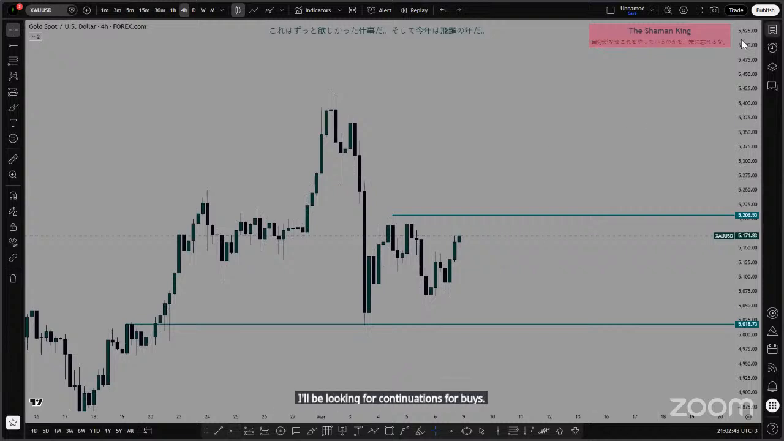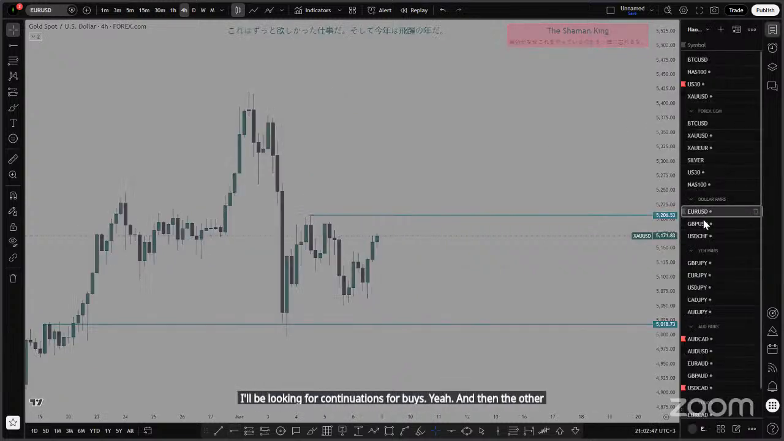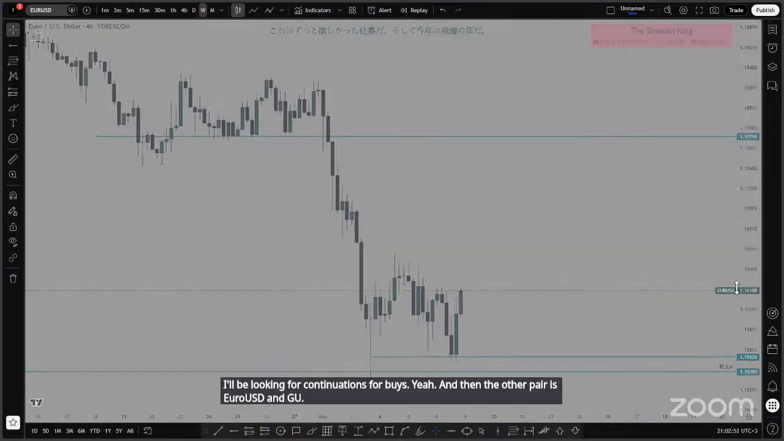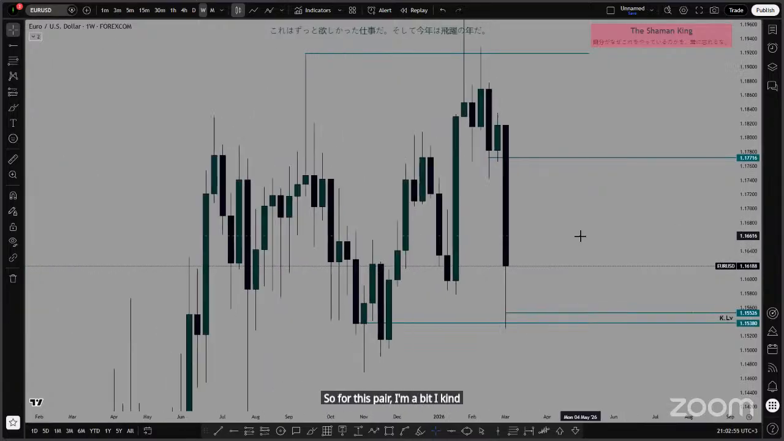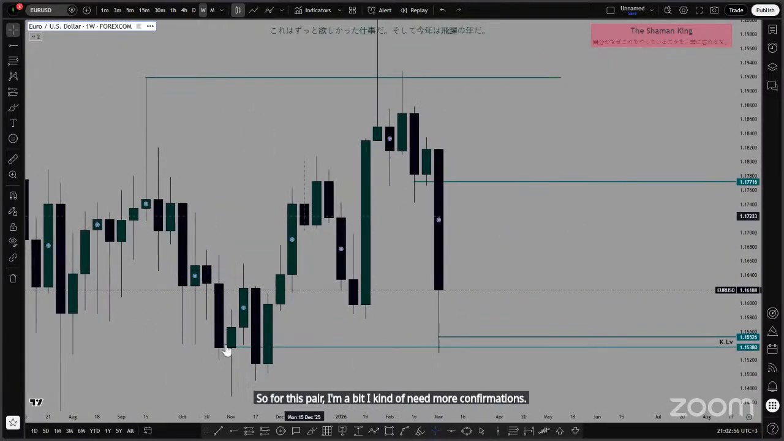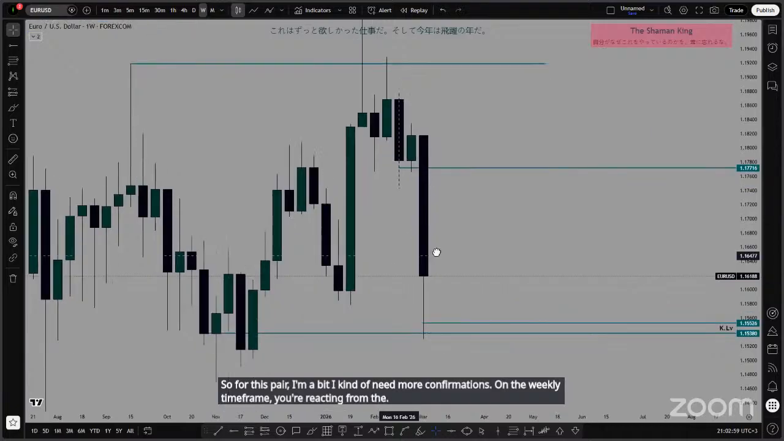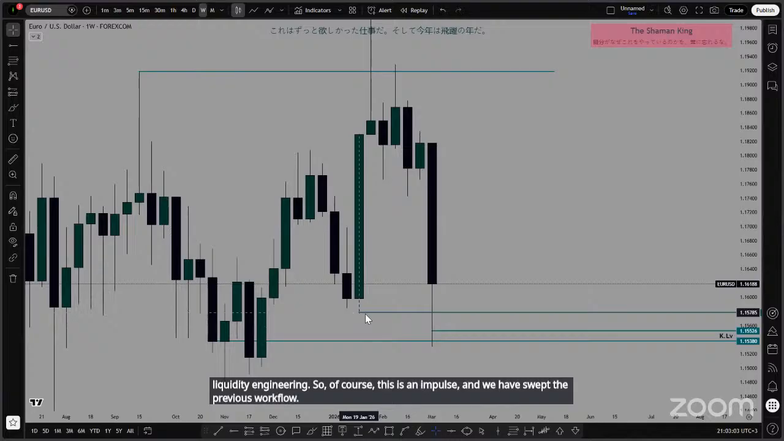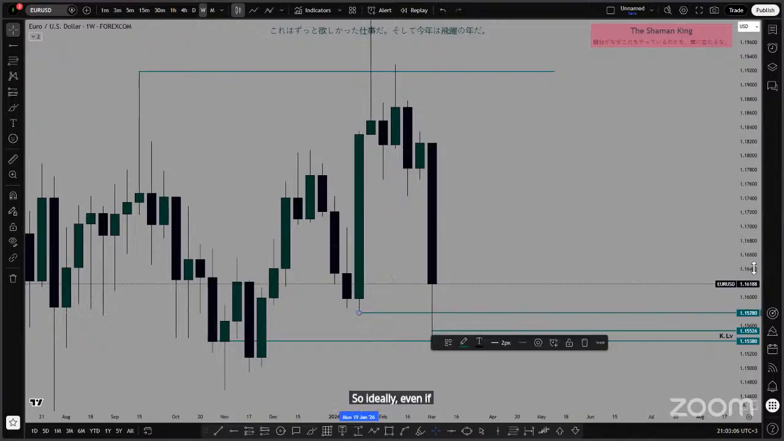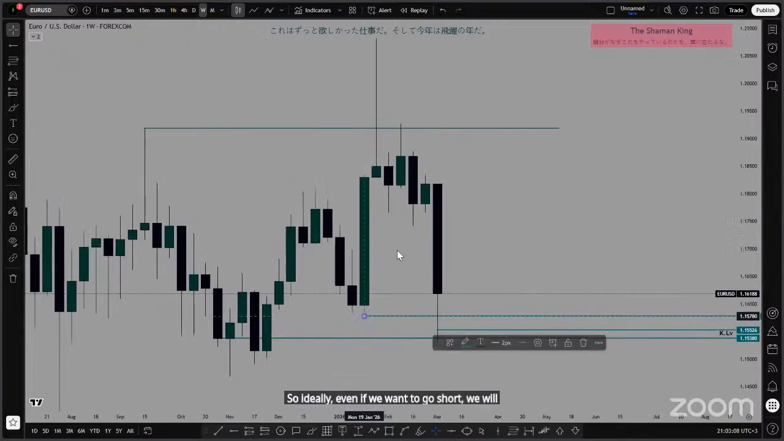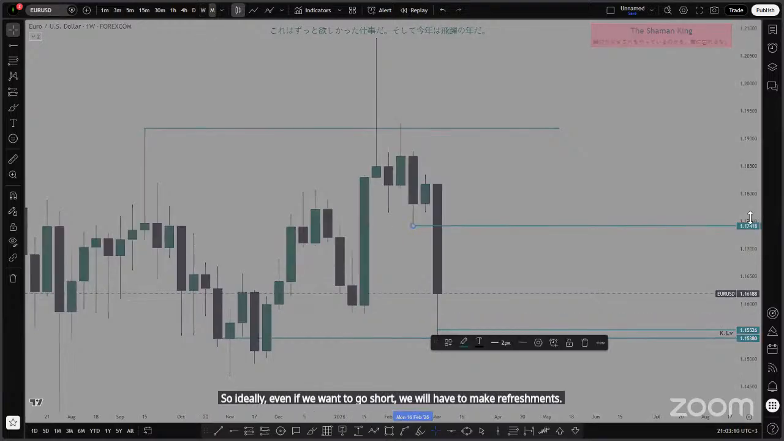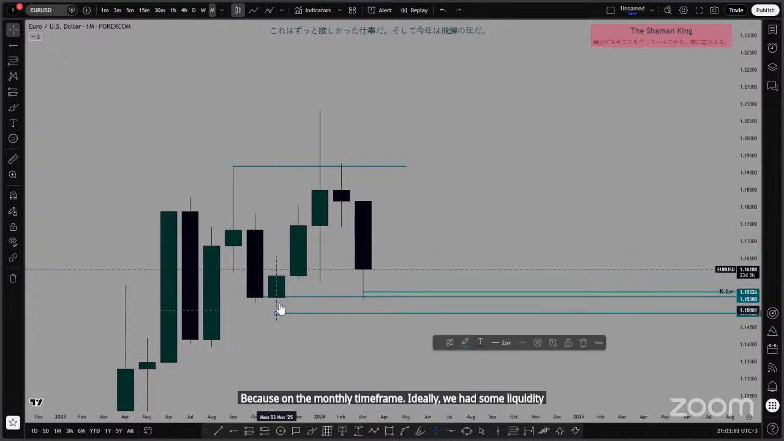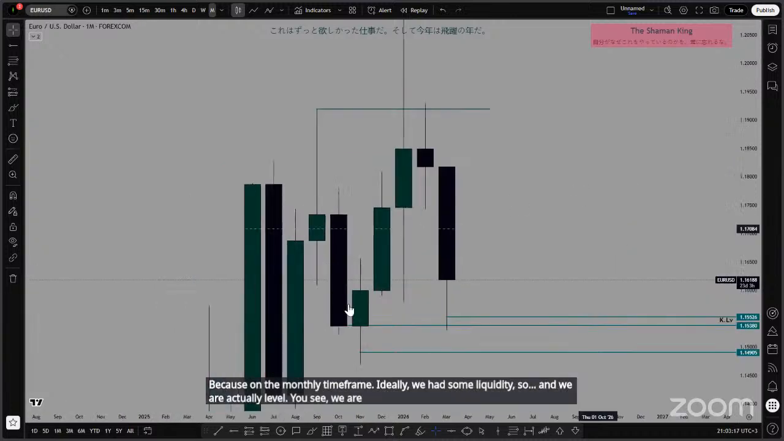Yeah. And then the other pair is Euro USD and GU. So for this pair, I'm a bit kind of need more confirmations. On the weekly time frame, we are reacting from the liquidity engineering. So of course, this is an impulse, and we have swept the previous week low. So ideally, even if we want to go short, we will have to make retracements because on the monthly time frame, ideally we had swept liquidity. So and we are at a key level. You see, we are at an extreme key level.